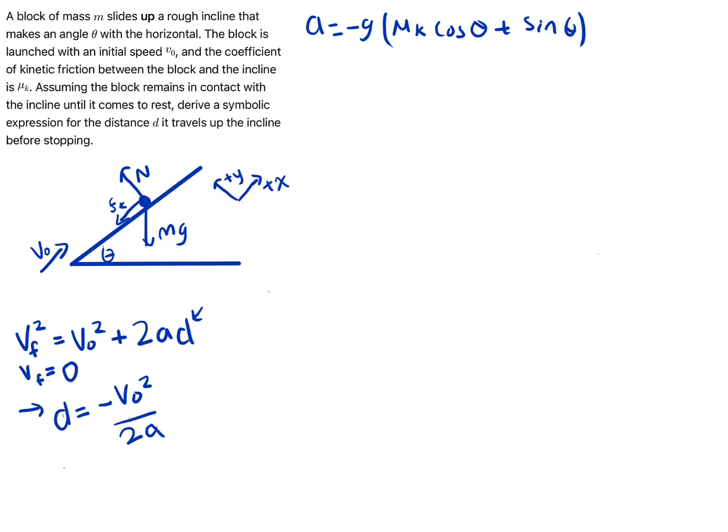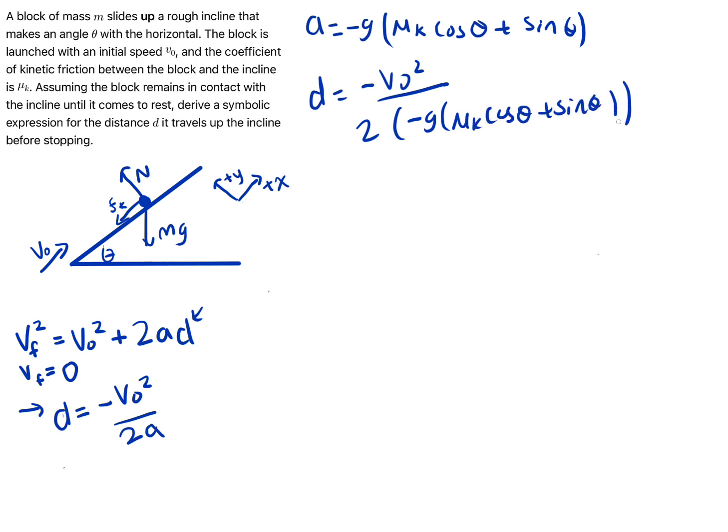So if we plug in a here, I'm going to plug it in up here. Negative v0 squared over 2 times negative g times mu k cosine theta plus sine theta. And so these negative signs cancel out. And then we can simplify this to get that d equals v0 squared over 2g times mu k cosine theta plus sine theta. And so this would be our final answer.